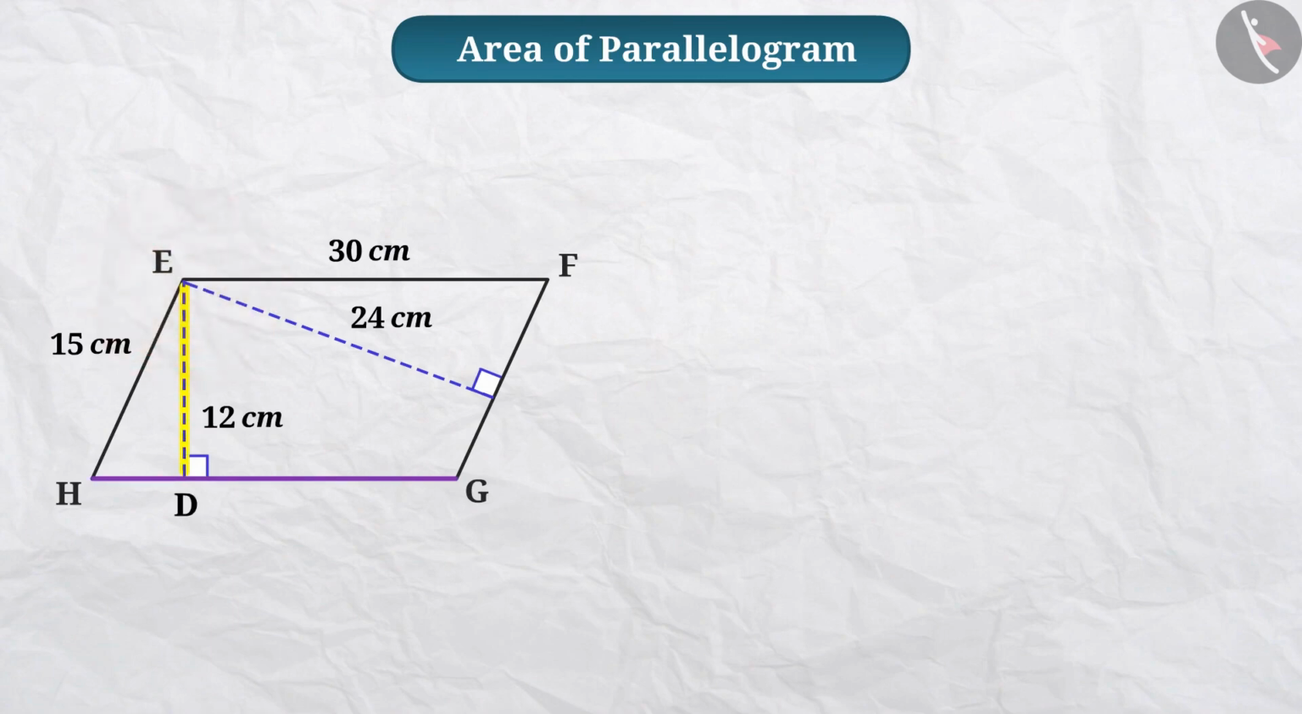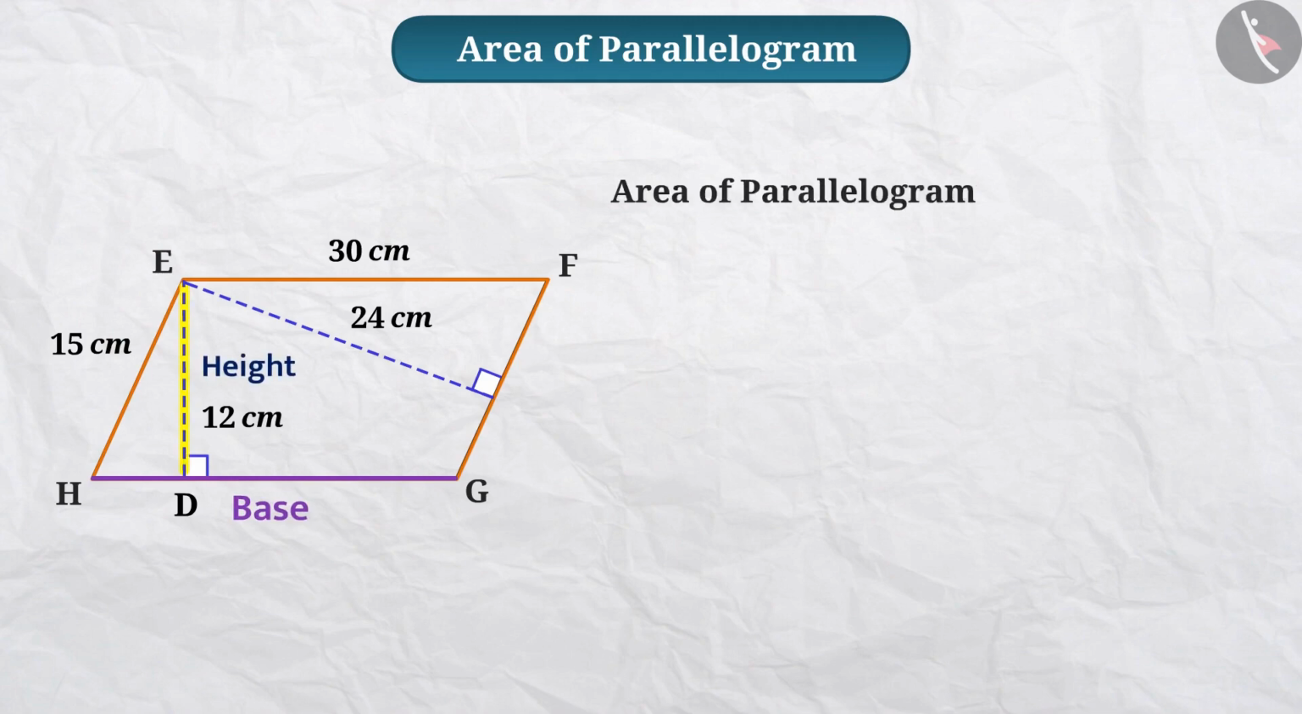If we consider side HG of parallelogram EFGH as base and perpendicular ED as height, then we get area of parallelogram as HG multiplied by ED is equal to 30 centimeter multiplied by 12 centimeter is equal to 360 square centimeter.